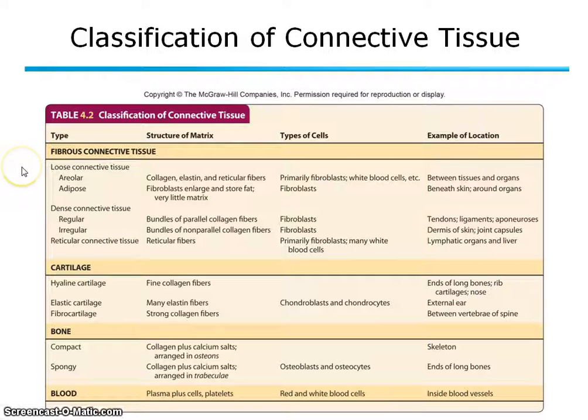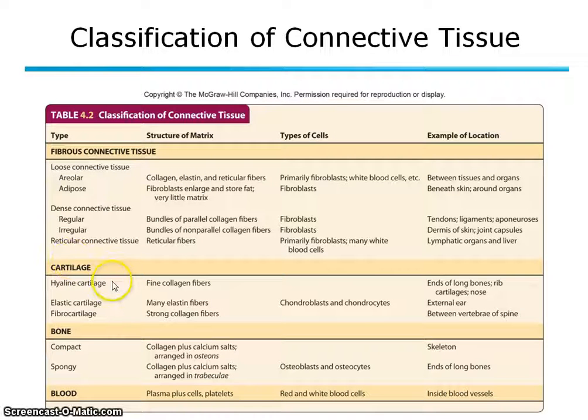So we have a nice table at the end summarizing everything. Since one of our objectives is to be able to compare these types of tissues to one another, I think this is helpful. We have our fibrous connective tissues, which loose and dense are both a part of. The structure of the matrix, the types of cells, and an example of the location.